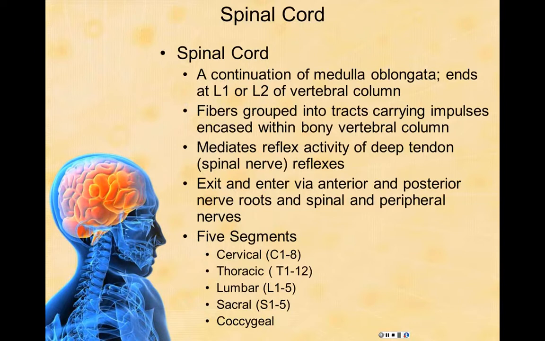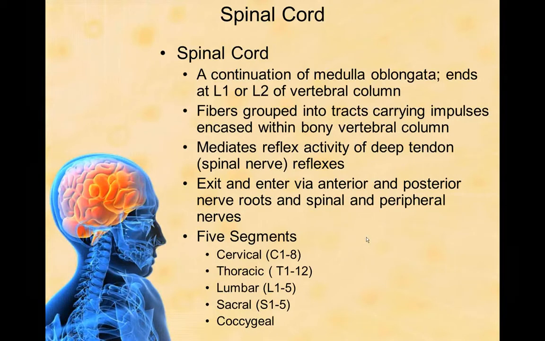Okay. So the spinal cord is a continuation of the medulla oblongata. It ends at L1 or L2 of the vertebral column. So that's actually where the cord ends. Fibers grouped into tracts that carry impulses within this column. It mediates reflex activity of the deep tendon reflexes. These nerves exit and enter via the anterior and posterior nerve roots and the spinal and peripheral nerves.